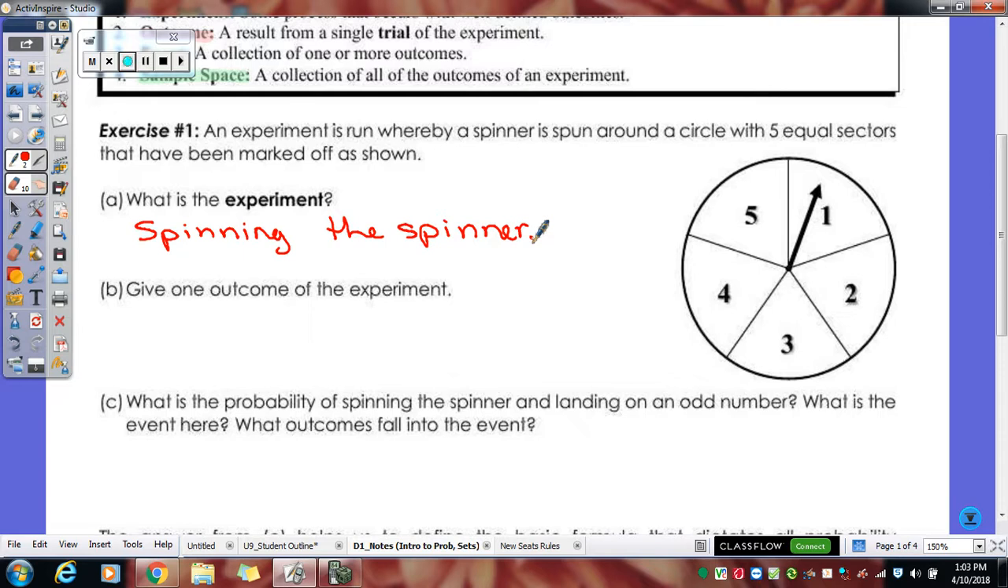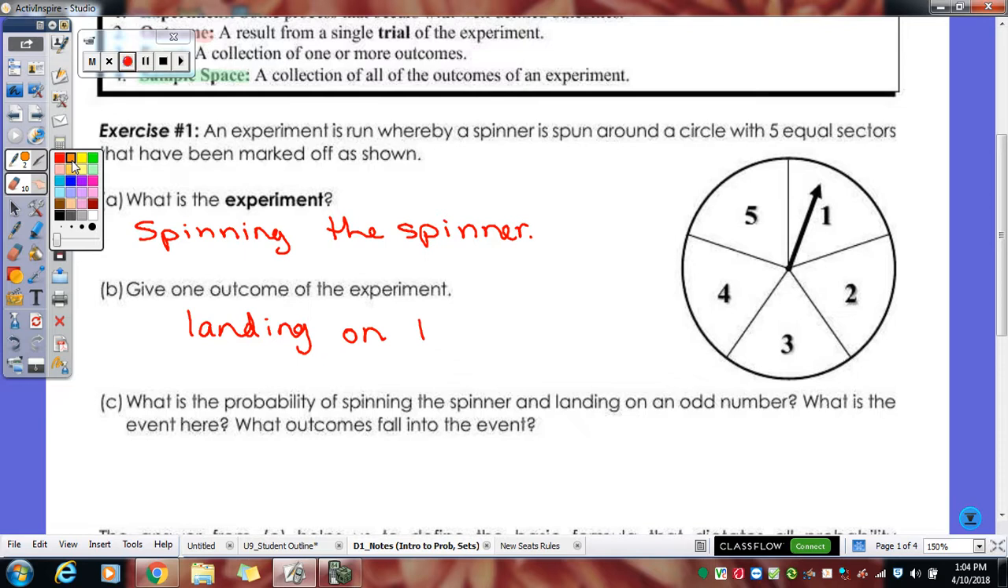Give one outcome of our experiment. The spinner landed on 1. Landing on 1, that is one outcome. Landing on 2 is an outcome.